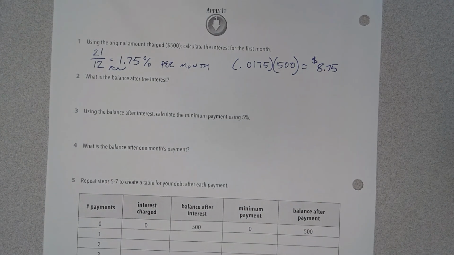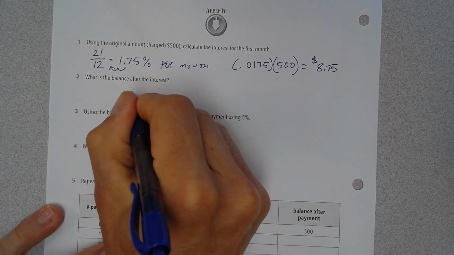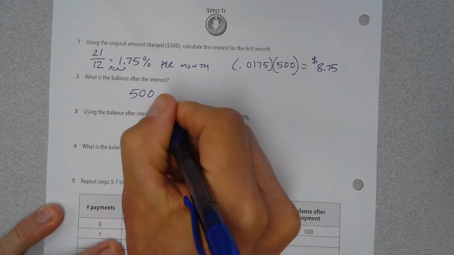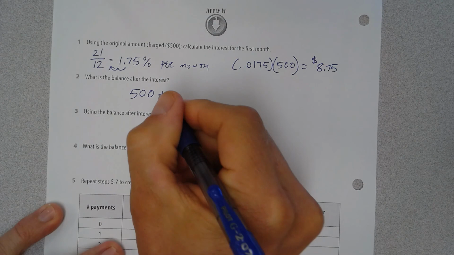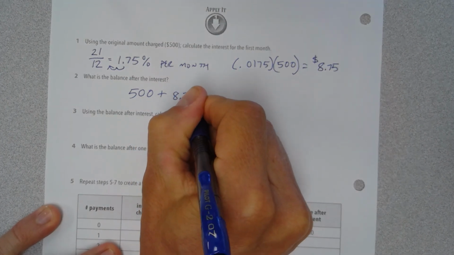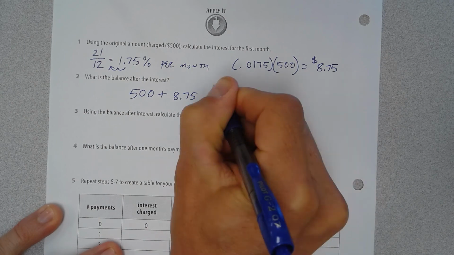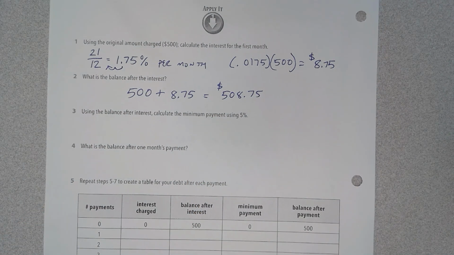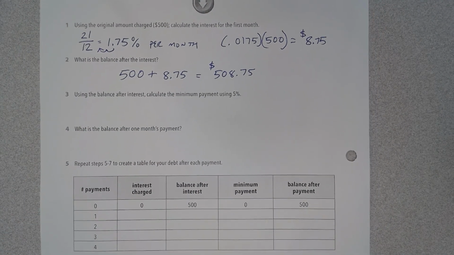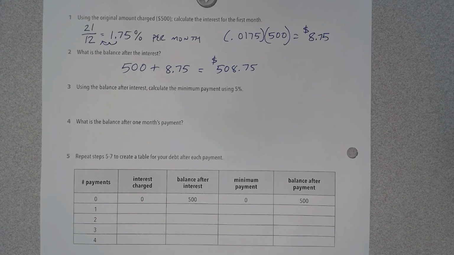So what is the balance after the interest? Well, we owe the bank $500, and if we don't pay that off at the end of the month, we are going to owe them another $8.75 for a grand total of $508.75. That is again what we're going to owe the bank if we don't pay off the full $500 that we borrowed. Use the balance after interest. Calculate the minimum payment using 5%.